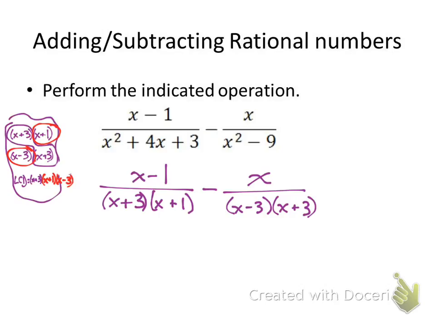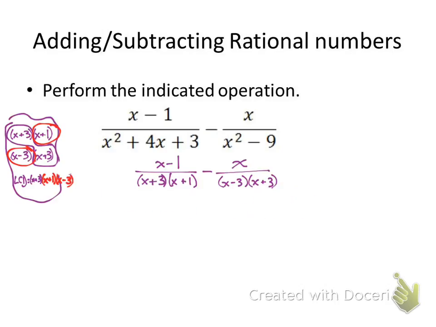So we figured out our least common denominator. It's what they did have, that x plus 3, what they don't have, including the x plus 1 and x minus 3. So with each fraction, we're going to have to multiply by a form of 1 of what they still need. So, hold on a moment. That first fraction needs the x minus 3.